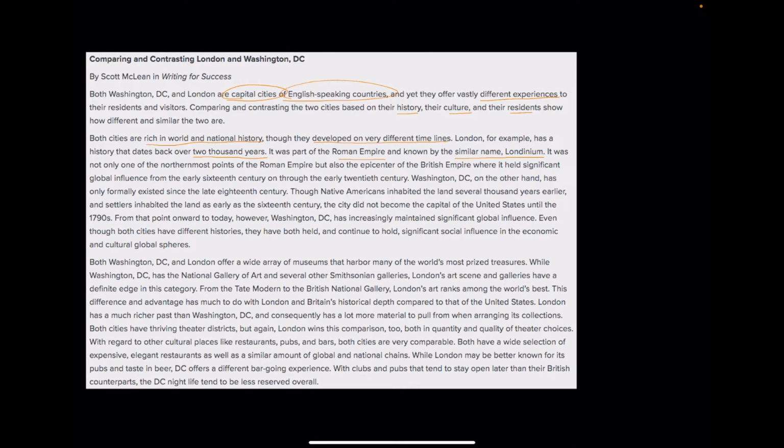Washington, D.C., on the other hand, has only formally existed since the late 18th century. Though Native Americans inhabited the land several thousand years earlier, and settlers inhabited the land as early as the 16th century, the city did not become the capital of the United States until the 1970s.